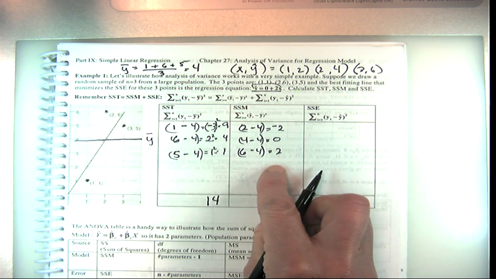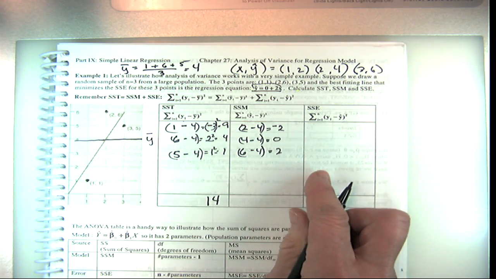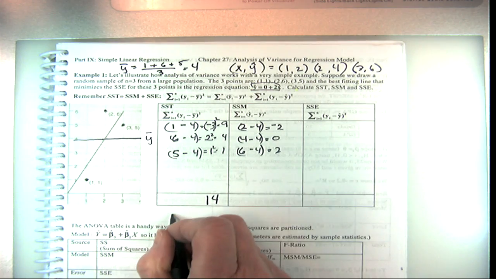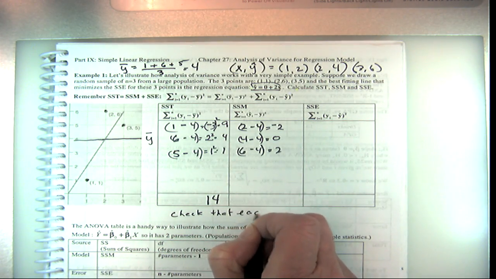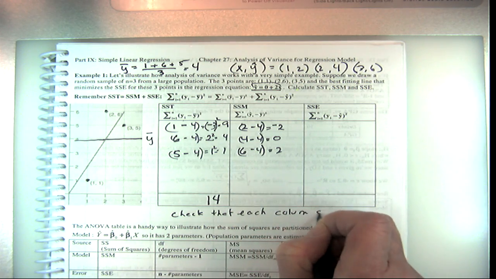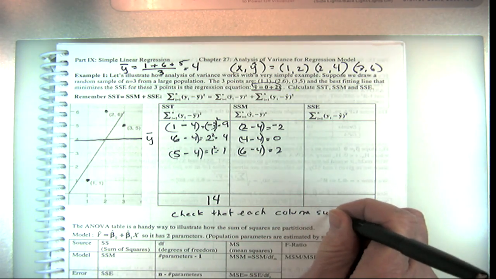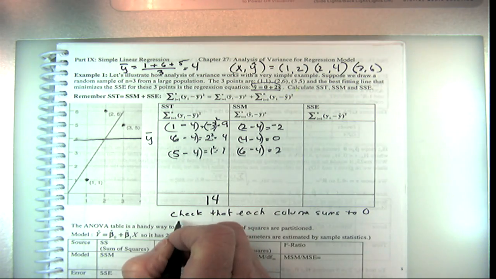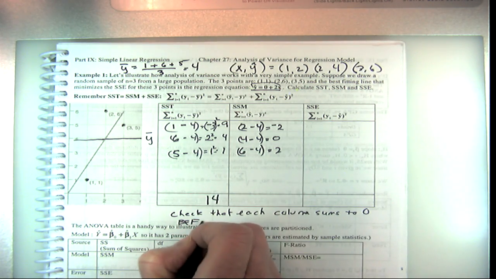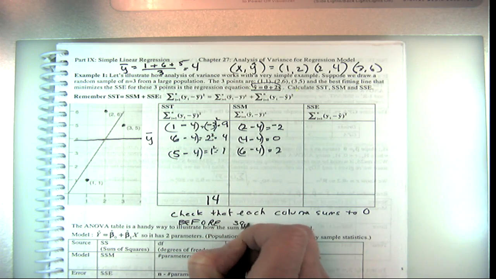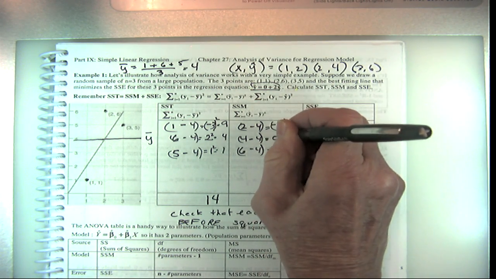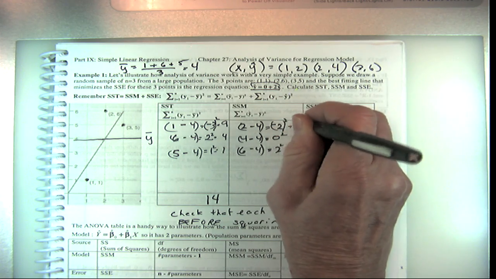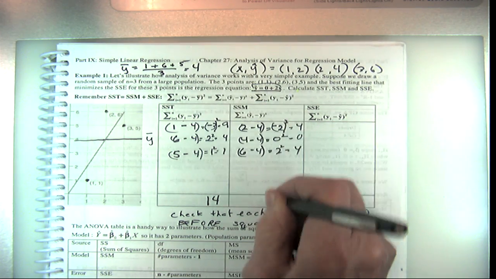And check that those sum to 0. Otherwise, you didn't do it right. Okay? I should write that down. Check that each column sums to 0 before squaring. Otherwise, you made a mistake. All right, so that sums to 0, so that's what we're squaring them. And we get 4, 0, and 4.